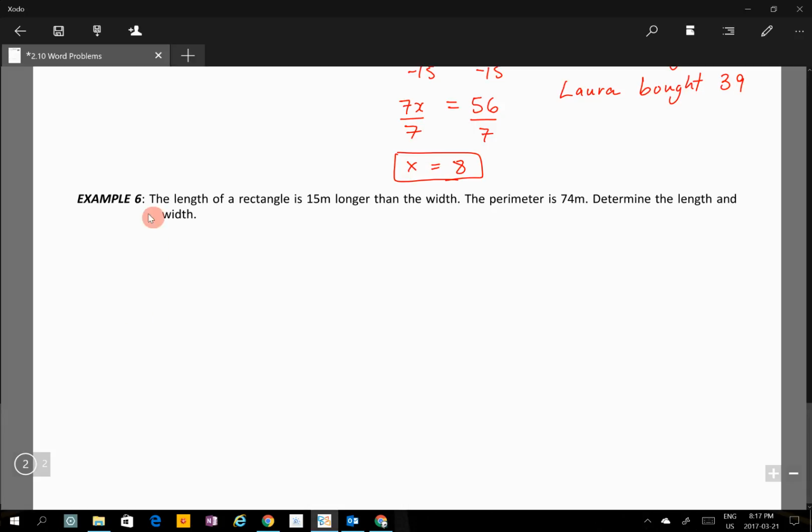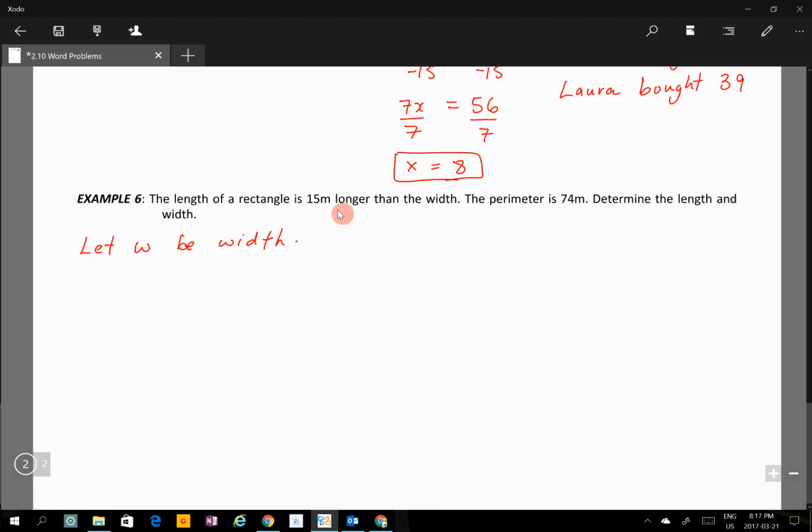So, okay, we're told length is in reference to the width. So it starts from the width first. I need the let statement for the width. So let W be the width. Okay, and I don't want to write let L be the length. I want to have W as my only variable.